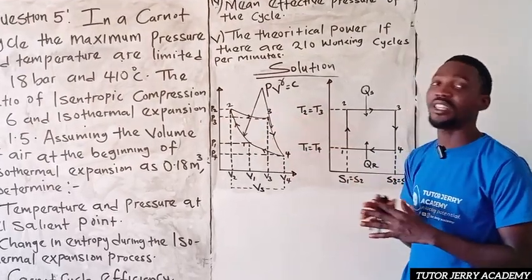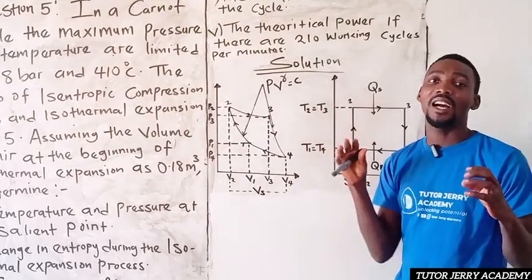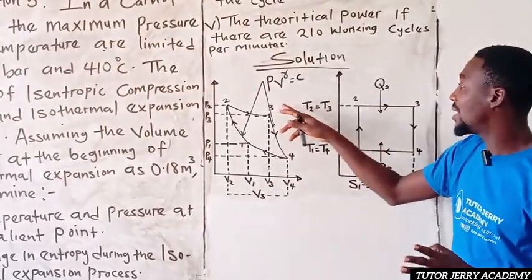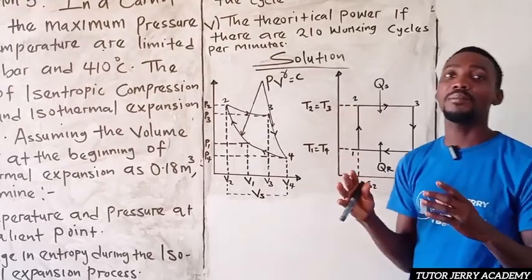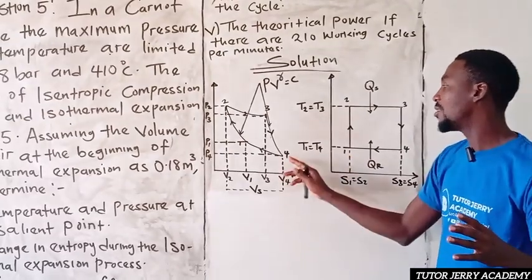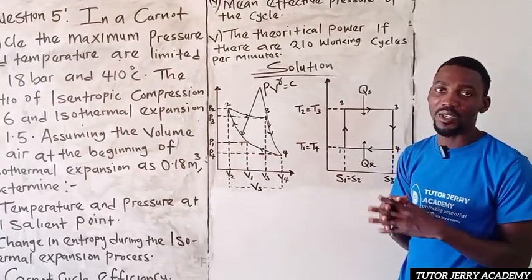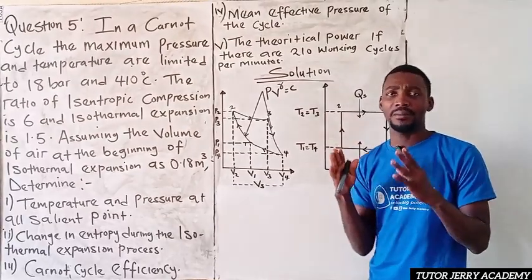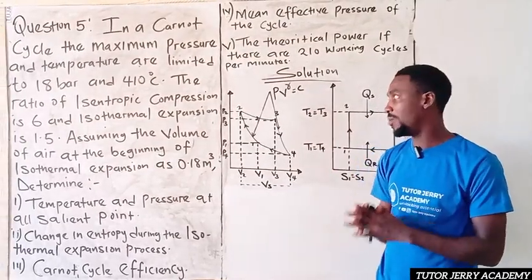Our state 2 to 3 is nothing but what? Isothermal heat addition process. Our 3 to 4 is nothing but adiabatic or isentropic expansion process. And state 4 to 1 is nothing but isothermal heat rejection process. Please take note of that.